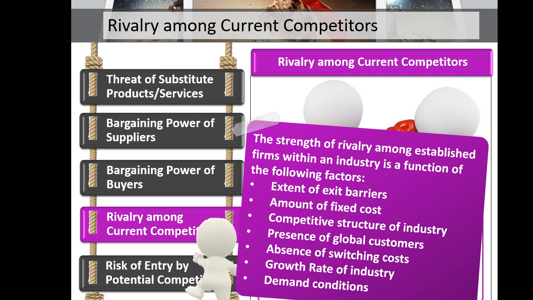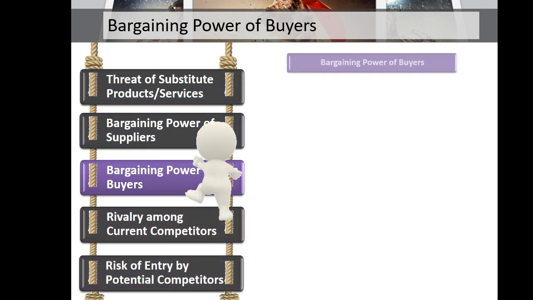The strength of rivalry among established firms within an industry is a function of the following: extent of exit barrier, amount of fixed costs, competitive structure of industry, presence of global customers, absence of switching costs, growth rate of industry, demand conditions.